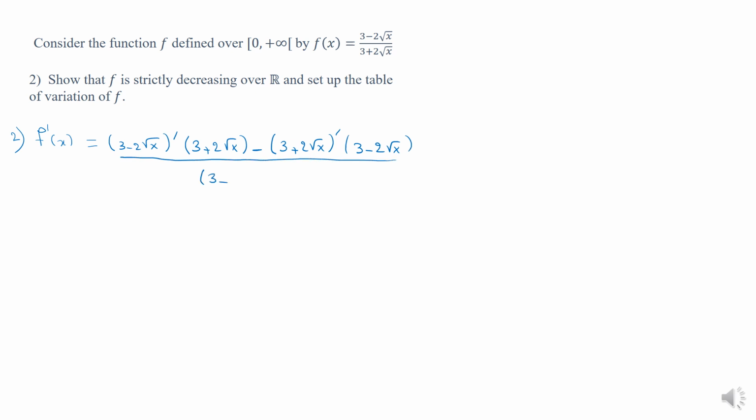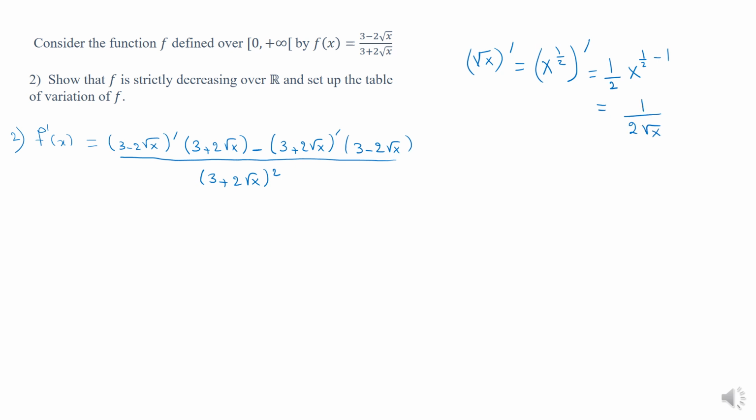the denominator power 2. Now before we continue, let's calculate the derivative of radical x. So radical x prime: radical x means x power half, so x power half prime. Now you have x power n prime, which is n x power n minus 1, so it is 1 over 2 radical x.